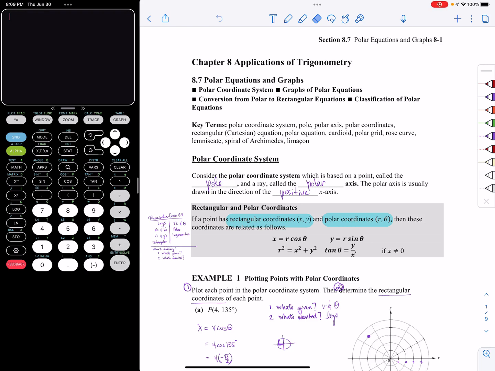Hey folks, this is the second video in section 8.7. We're going to be graphing some polar equations. Notice that I have the graphing calculator out here. This is the TI-83/84. So you might want to go ahead and pause the video and pull your calculator out. We are going to be working with it during the next few questions.